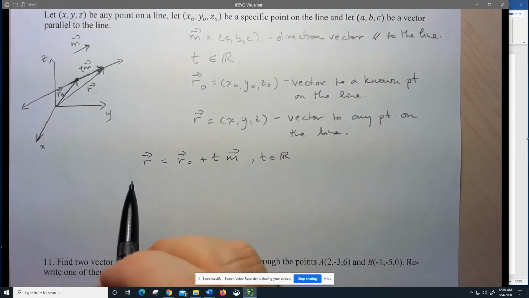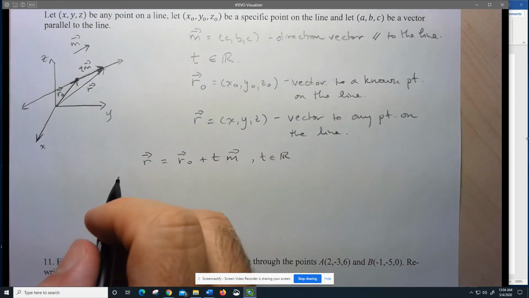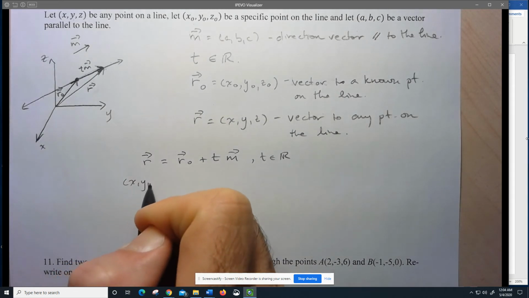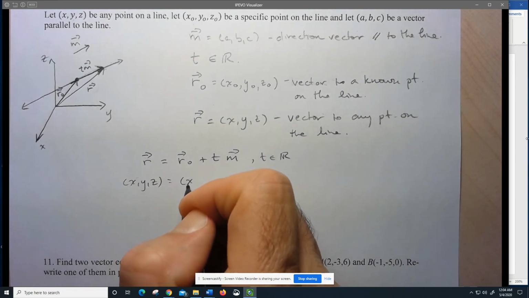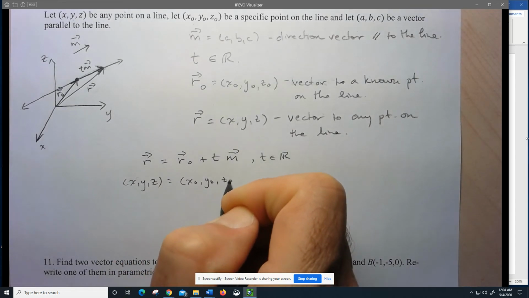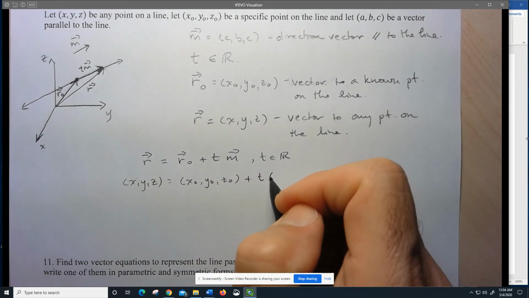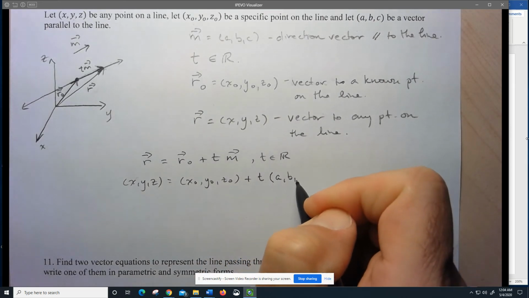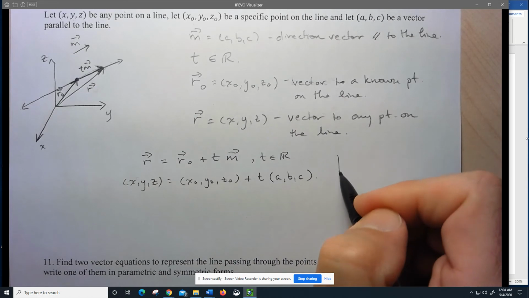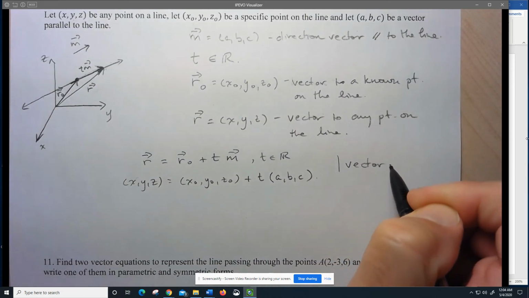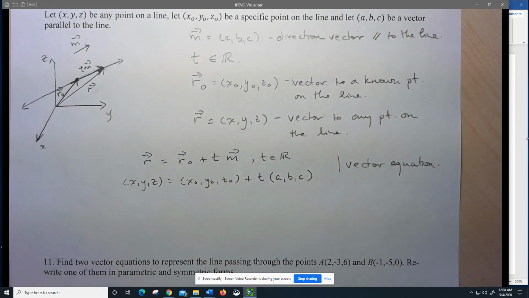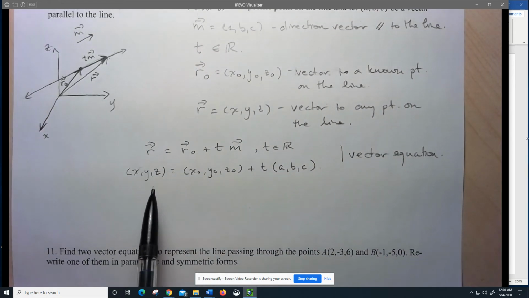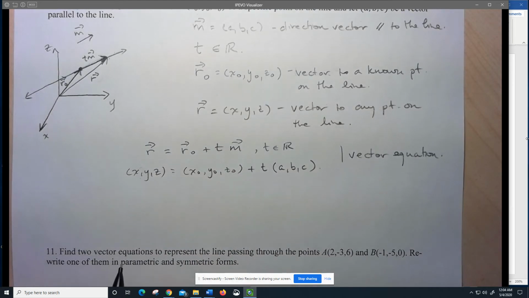Sometimes it's written out with these components explicitly given. So x, y, z, which is a vector to any point on the line, is x naught, y naught, z naught, plus t times our direction vector, a, b, c. So these are what we call the vector equation of the line. And sometimes we write it out with each individual component given as its own equation.